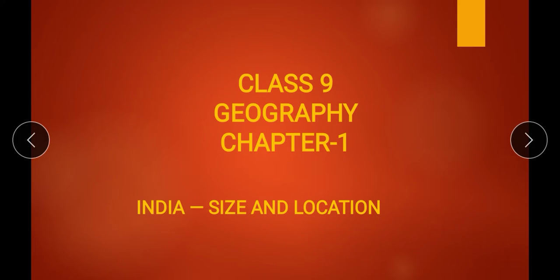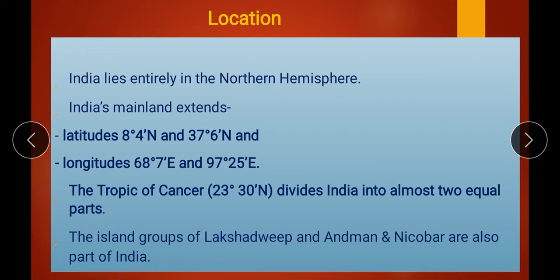Today I will start the first chapter of your geography book. The name of the first chapter is India, Size and Location. First of all, we discuss the location. India lies entirely in the northern hemisphere.